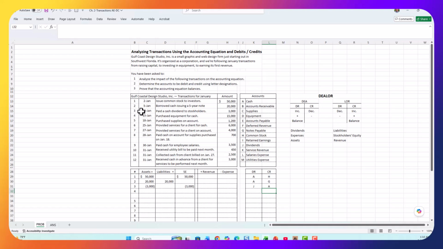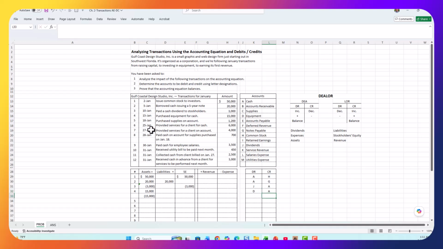January 15th, purchased equipment for $15,000 cash. In this case, both accounts are assets. Cash decreases while equipment increases. Total assets don't change. We just traded one asset for another asset. So for this one, we would debit D, equipment, and credit A, cash.